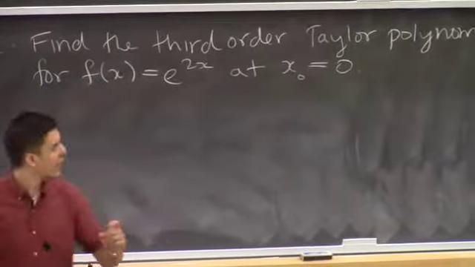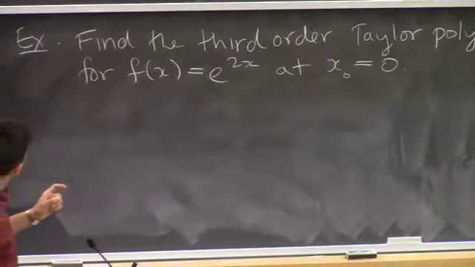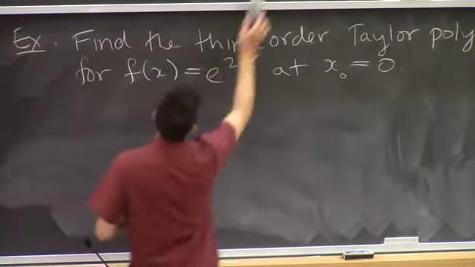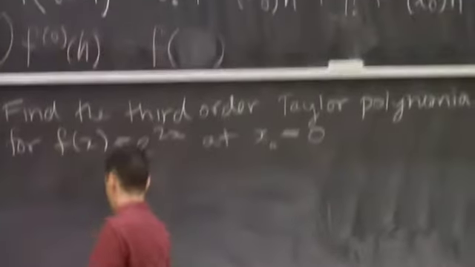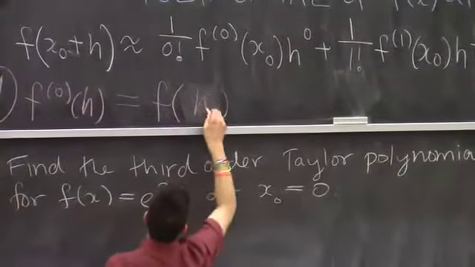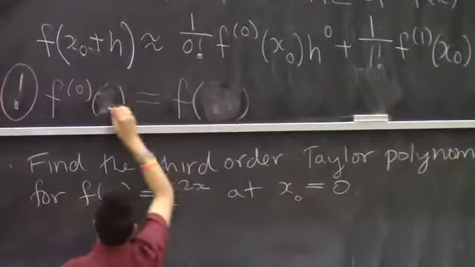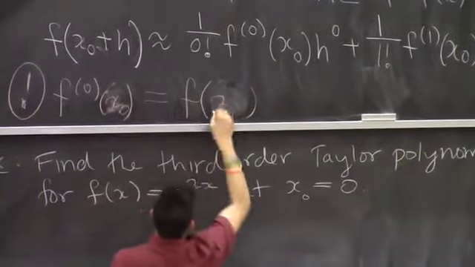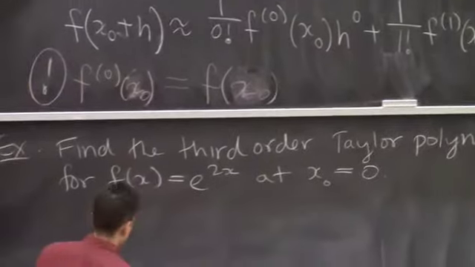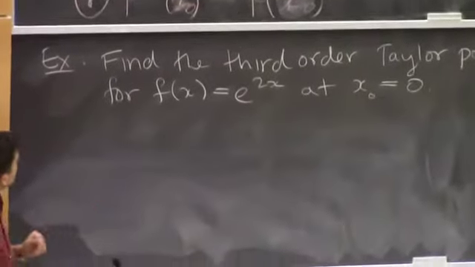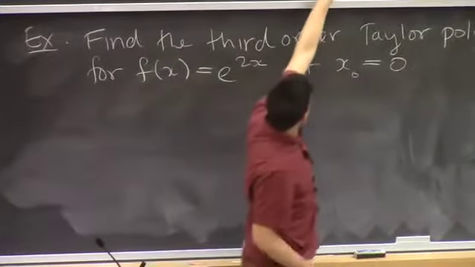On the left here, should it be at x0? Ah, yes, perfect. This should be at x0 on both sides. Very good. Sorry, we want to say what this is here. Good. Nice.